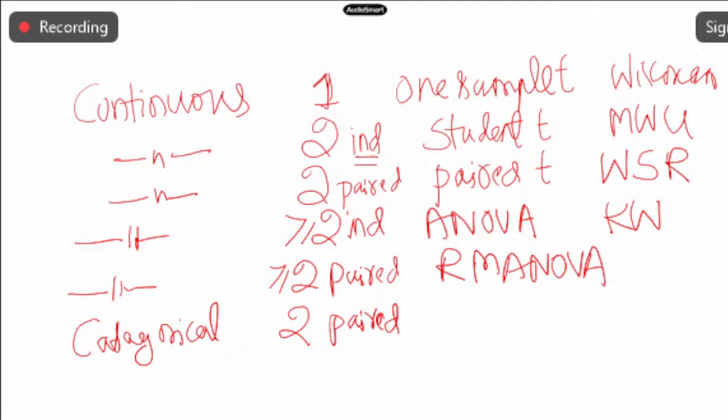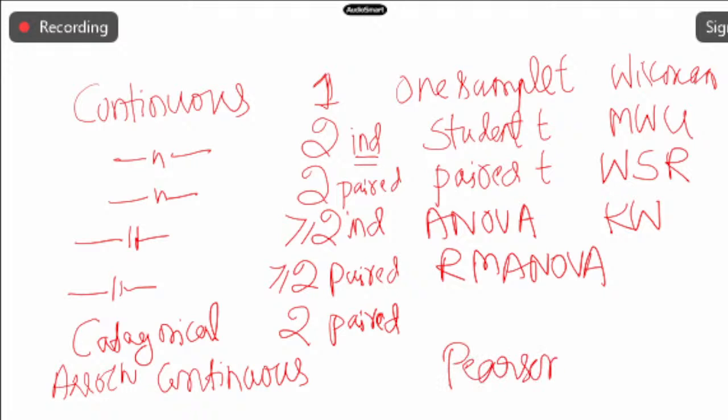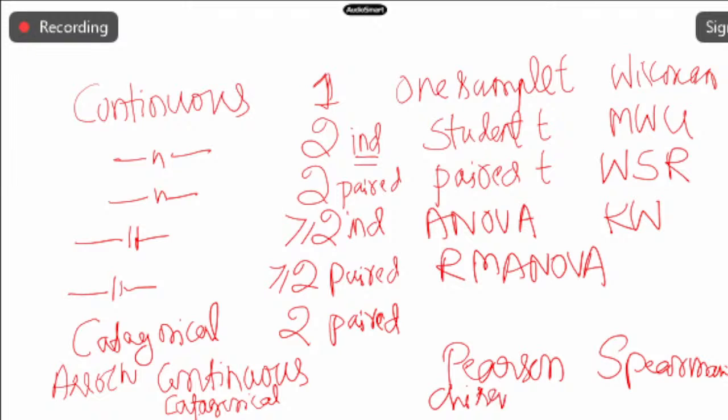Now, if you want to find out association between two continuous variables, then we do Pearson correlation test. The alternative is Spearman correlation test. When you want to find out the association between two or more categorical groups, then we do the chi-square test. When the sample size is small, we do Fisher's exact test.